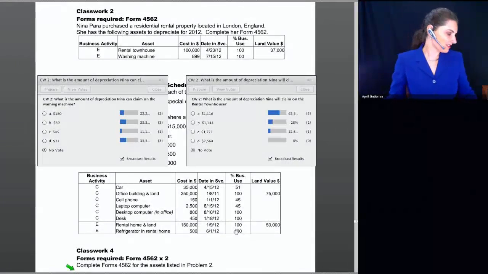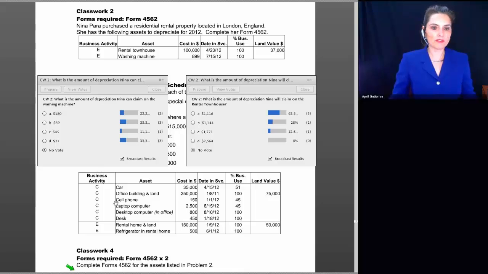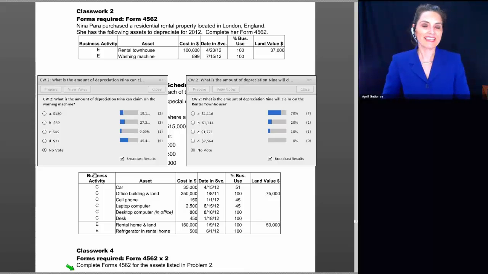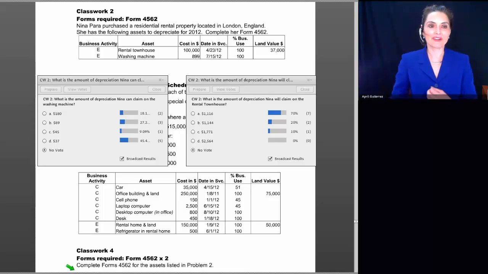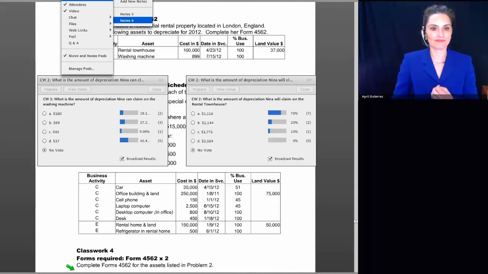So right off the bat, I'll tell you what the correct answer is. For the rental townhouse, the correct answer is $1,116. And for the washing machine, the correct answer is $37. So let's see where the computations come from that we figure those amounts.